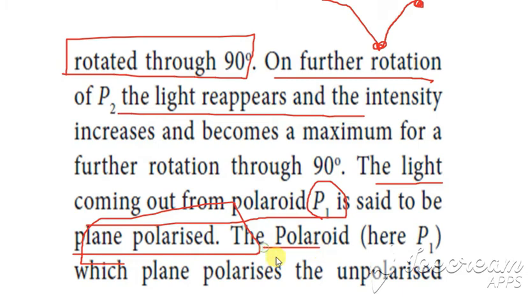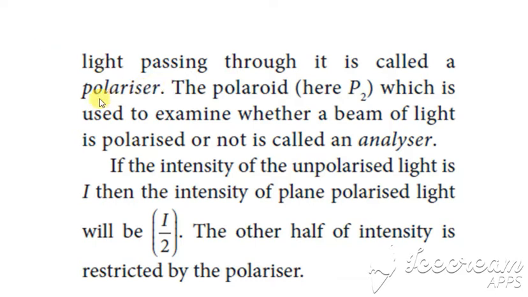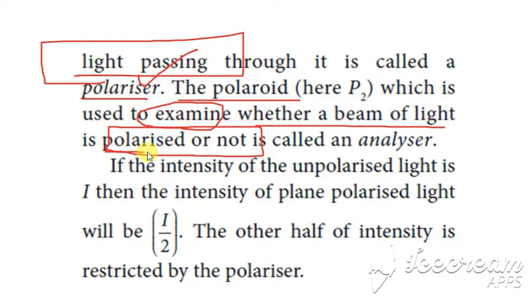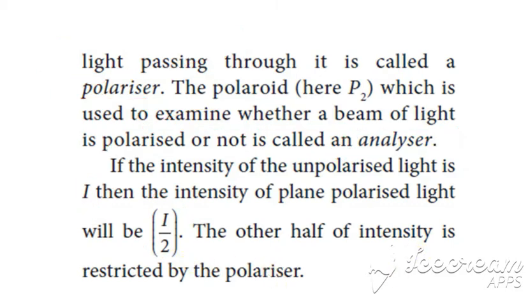The Polaroid which plane polarizes the unpolarized light is called a polarizer. Then the Polaroid which is used to examine whether the beam of light is polarized or not is called an analyzer. Analyze means what do we do? It just checks whether it is polarized or not. That is the analyzer. What converts unpolarized light to polarized? The polarizer. Now consider that if I is the intensity, then for plane polarized light the intensity is said to be I by 2. The other half is restricted by the polarizer.